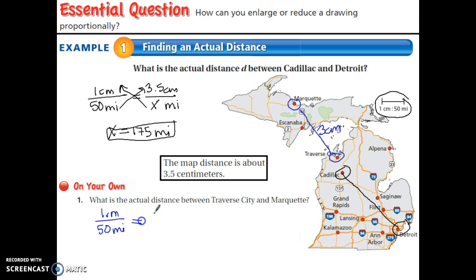But I have 3 centimeters, so I'm going to set up a proportion to figure out how many miles 3 centimeters represent. All we do again is cross multiply. 1 times x gives me x. 50 times 3 gives me 150. So this tells me that the actual distance in real life from Marquette to Traverse City is 150 miles.